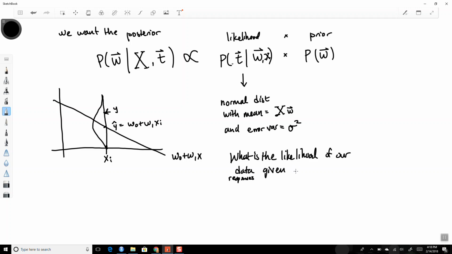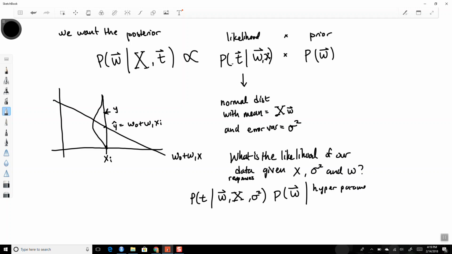given x, sigma squared, and w? Okay, so this is going to be the probability of t given w, x, sigma squared. Okay, and then our prior distribution is the probability of w given our hyperparameters mu0 and sigma 0.